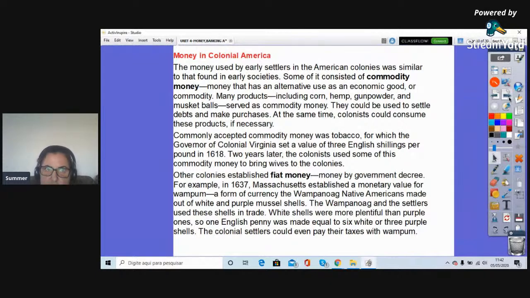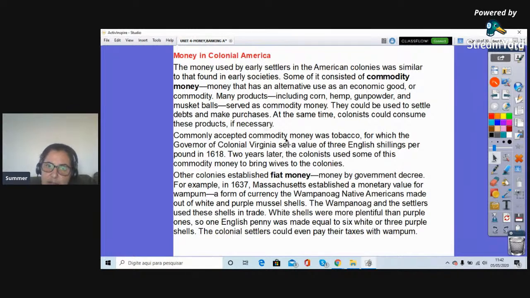Colonial America. The money used by early settlers in the American colonies was similar to that found in early societies: commodity money. Okay? Cows, corn, musket balls, they all served as commodity money. They could be used to settle debts and make purchases. And at the same time, the colonists could also consume these products if necessary. I have corn, and for some reason I can't or don't want to trade it, I can eat it. That's why it's called commodity money.